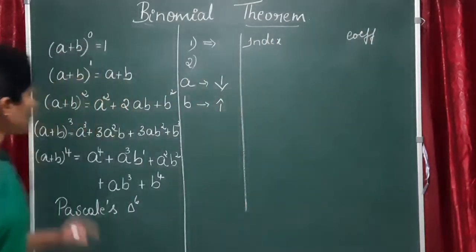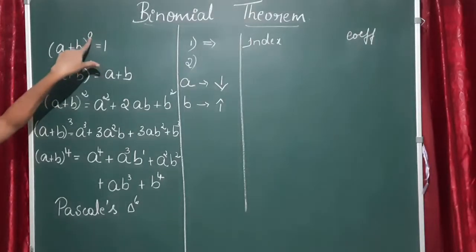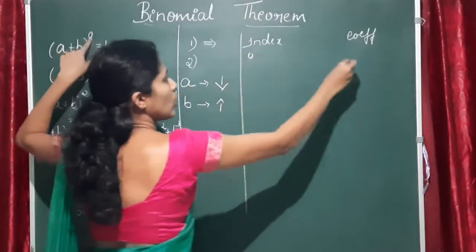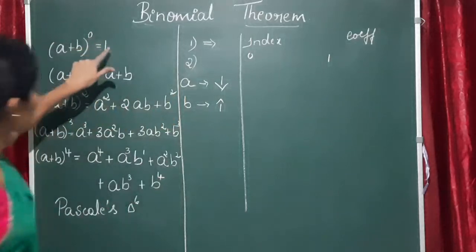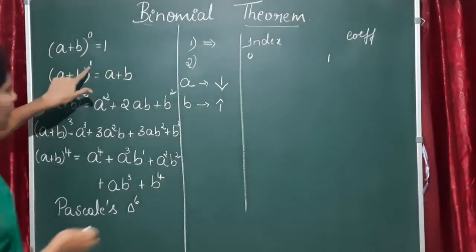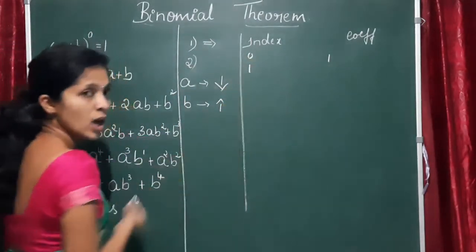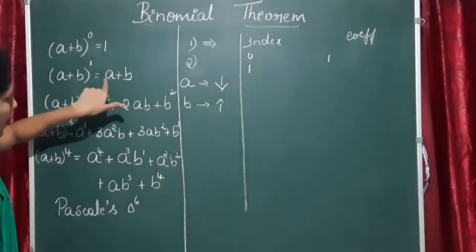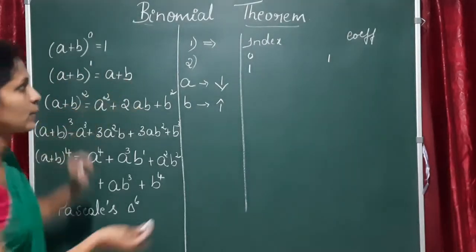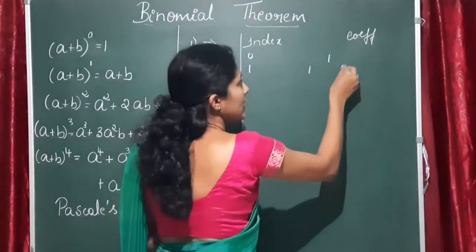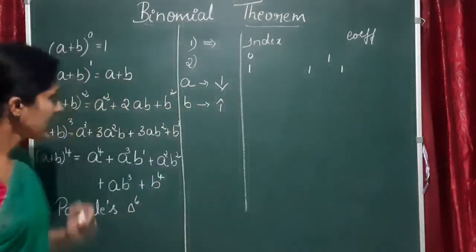See, in the first one, what is the index? 0. What is the coefficient? 1. Right? Coefficient is 1. Second one, the index is 1. What are the coefficients? A's coefficient is 1, B's coefficient is 1. So 1 and 1. Okay?